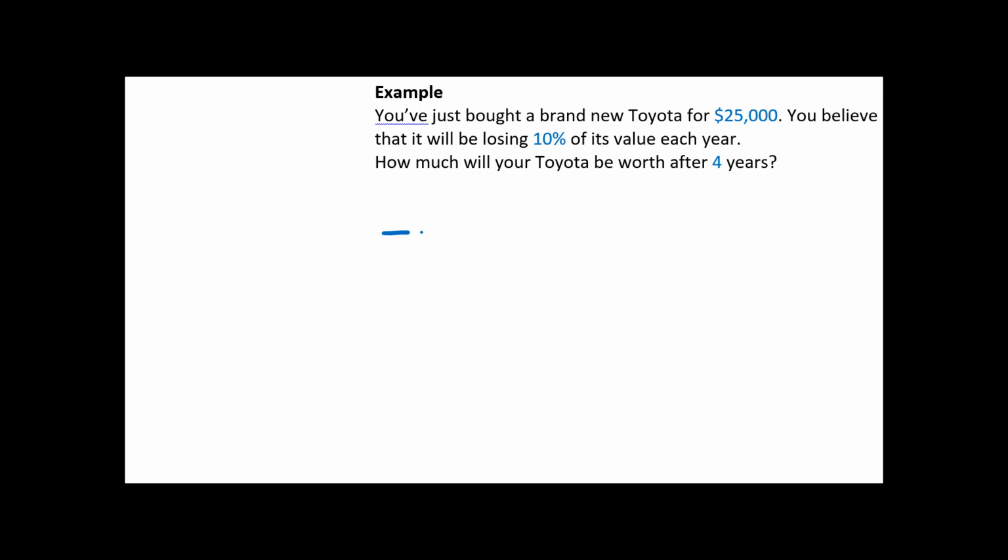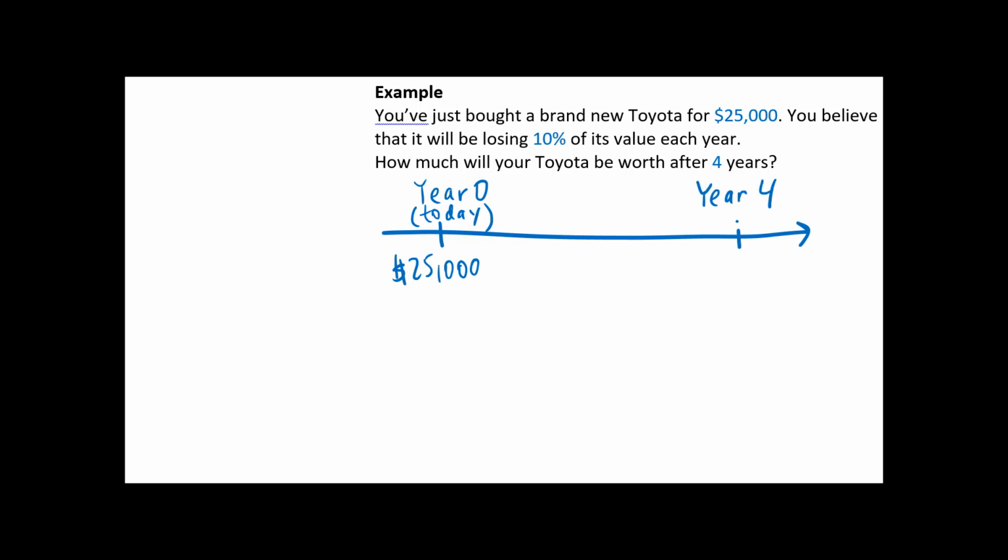Let's start with the following timeline. This is year 0, which is today, and you just paid $25,000 for your brand new car. 4 years from now, let's mark it as year 4, we need to figure out how much the car will be worth, right? So what is the math that we need to do here?